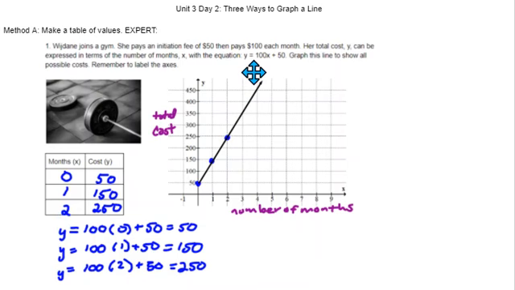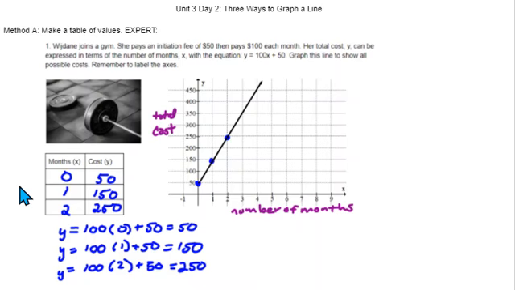I took the equation y equals 100x plus 50 and I put it here, but then instead of the x, I put one of these numbers. So first I substituted 0 for the x. 100 times 0 is 0, plus 50 gives me an answer of 50, and I put that here. 100 times 1 is 100, plus 50 is 150. I put that here. 100 times 2 is 200, plus 50 is 250, and I put that here.